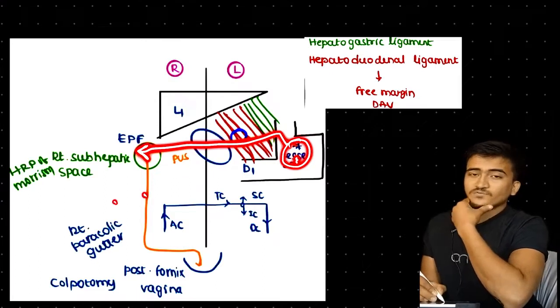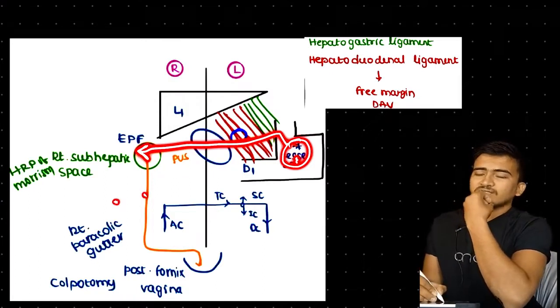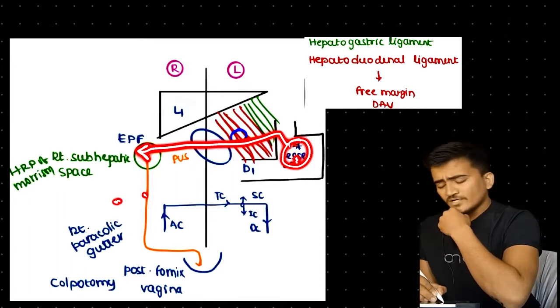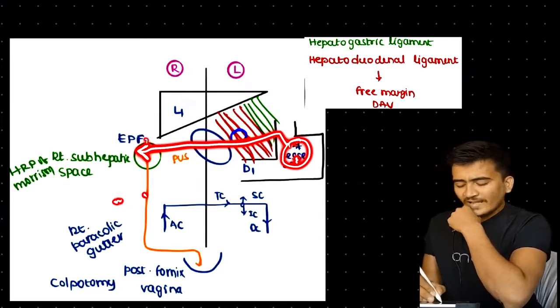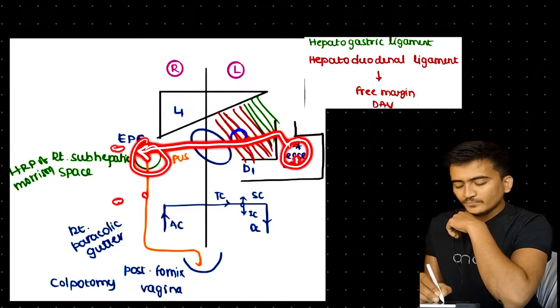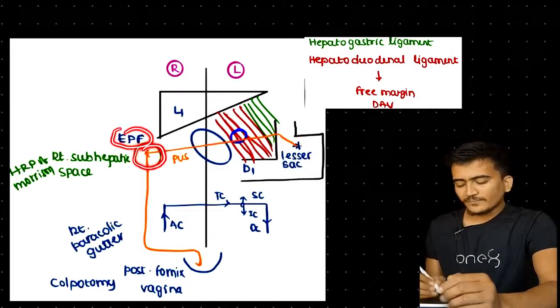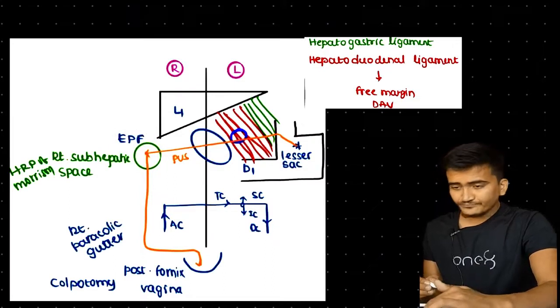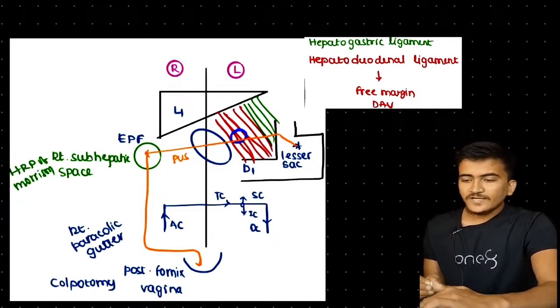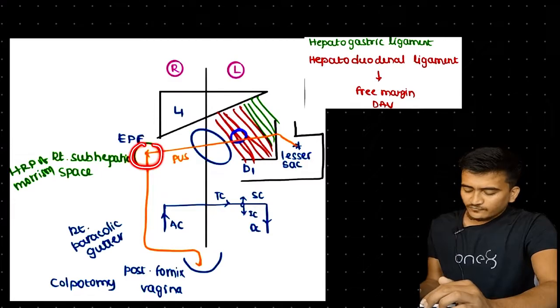All other spaces except our lesser sac are our greater sac. So this is connected to the greater sac with the help of what? Epiploic foramen of Winslow, right? Now what is this? This is our epiploic foramen of Winslow. Okay, so here is the epiploic foramen of Winslow.